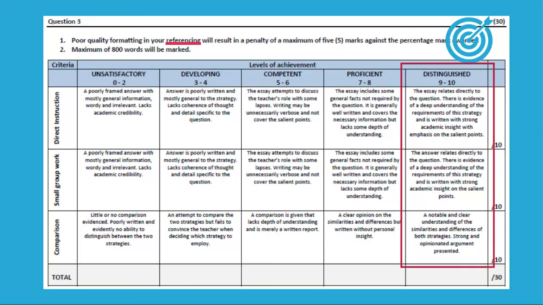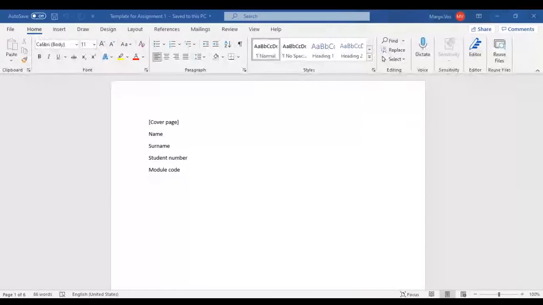Okay, so can I quickly just show you the template that I've just quickly created in Word? It looks like this. You always start an assignment or a POE with a cover page. On this cover page, you indicate your name, surname, student number, and the module code. That is the most important information on this cover page.